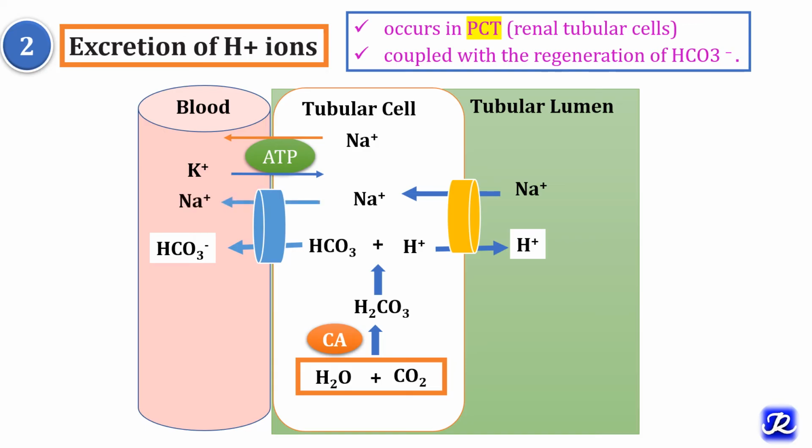The hydrogen ion which is secreted in tubular lumen is excreted through urine, but only a negligible amount of hydrogen ion is excreted in free form, and for every hydrogen ion that is secreted, one bicarbonate ion is reabsorbed. So the excretion of hydrogen ion is associated with net gain of one bicarbonate ion.